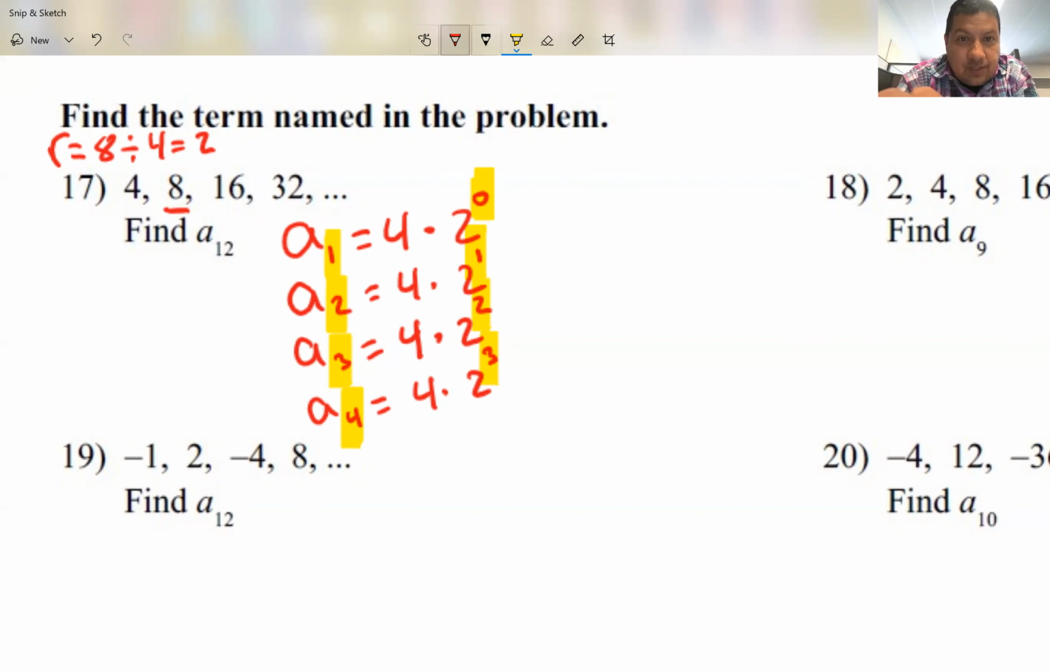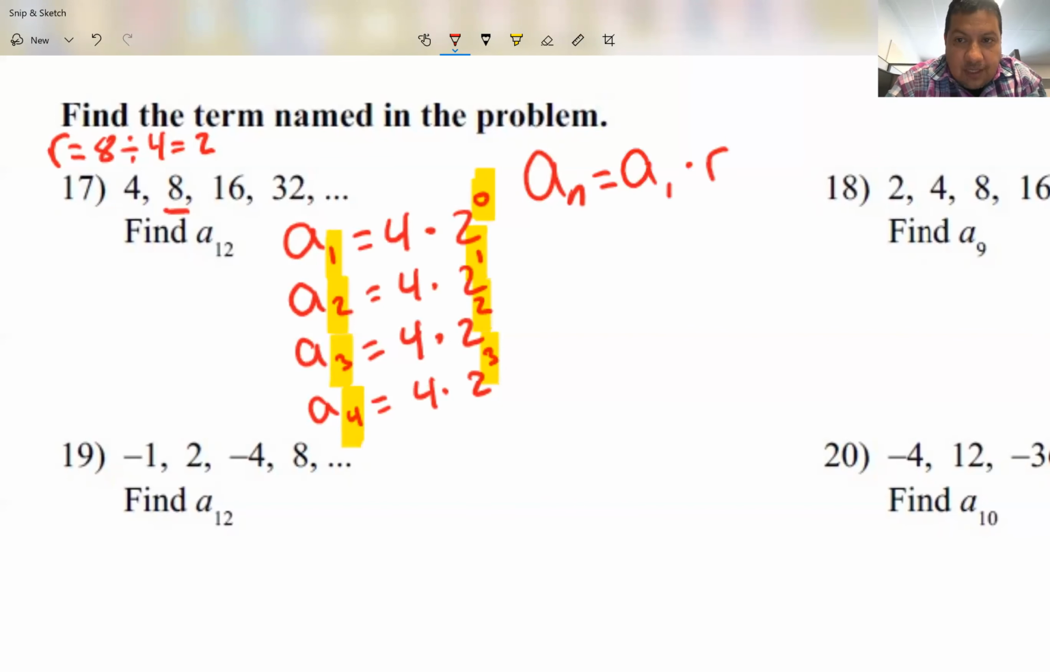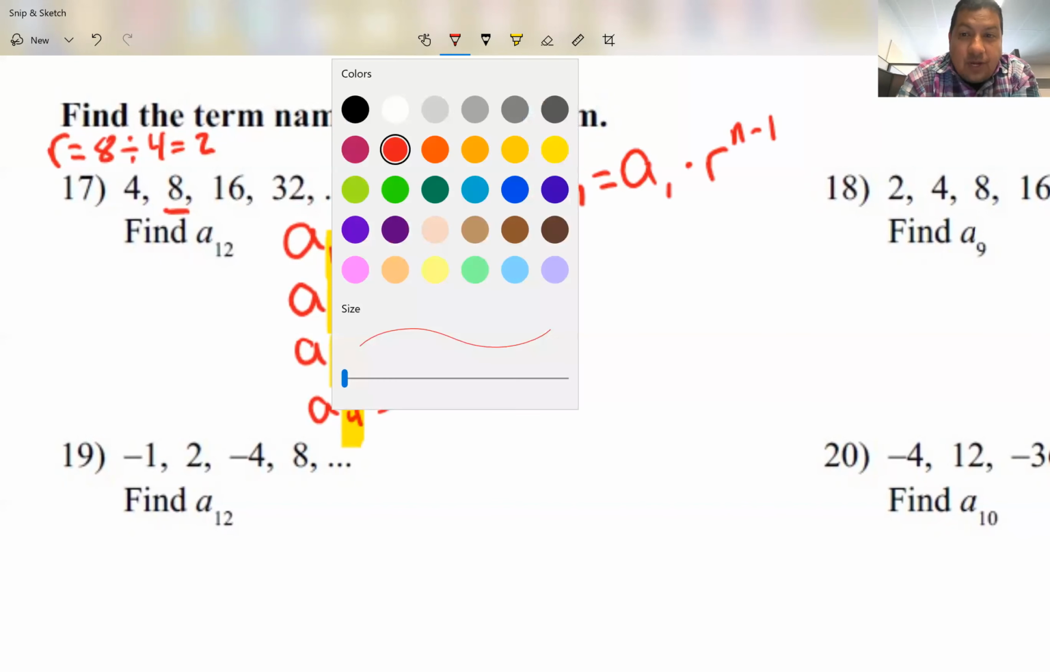Yesterday, I introduced you guys to the equation. I remember I mentioned a sub n is equal to my first number times the ratio, and then I had an exponent n minus 1. You notice the value of my exponent is 1 less than the number that I'm looking for. So I'm going to do this the short way. Like I said, I don't want to multiply 2 over and over and over.